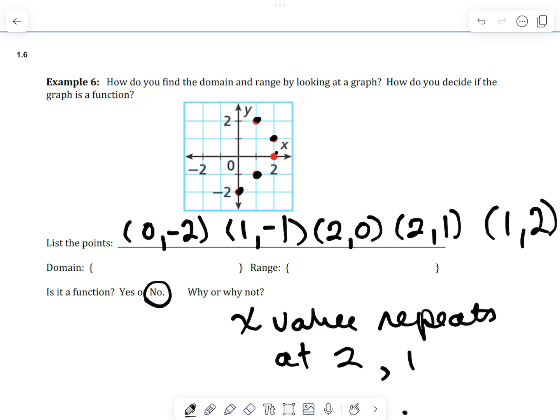The domain, all the x values: 0, 1, and 2. We don't have to repeat if we see that number again. So the range is your y's: negative 2, negative 1, 0, 1, and 2.